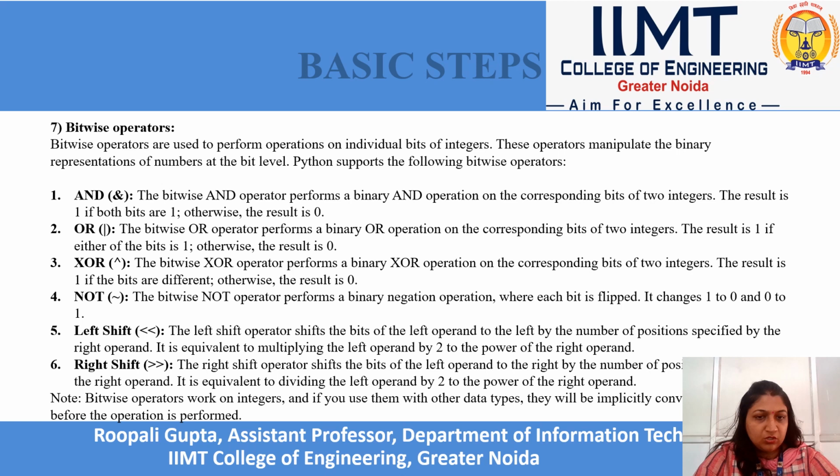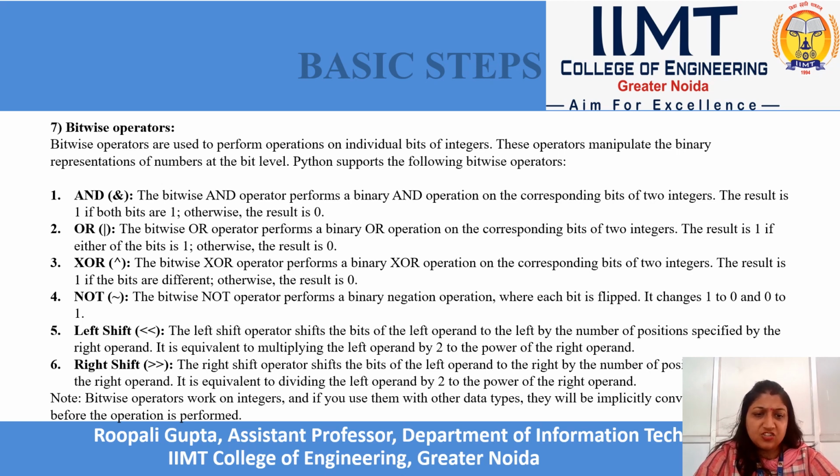The bitwise NOT operator performs a binary negation operation where each bit is flipped. It changes 1 to 0 and 0 to 1. The left shift operator shifts the bits of the left operand to the left by the number of positions specified by the right operand. It is equivalent to multiplying the left operand by 2 to the power of the right operand.